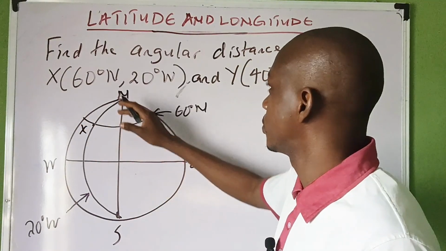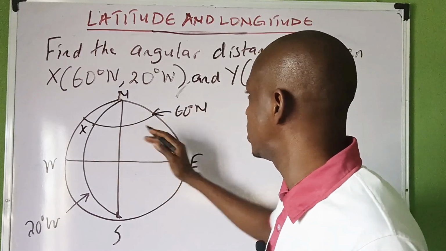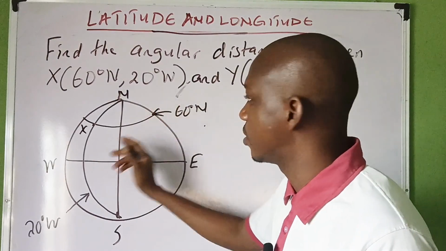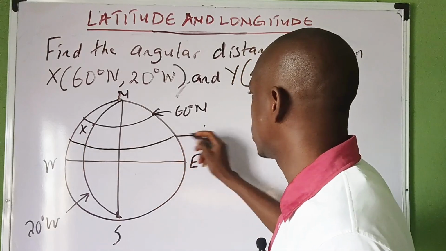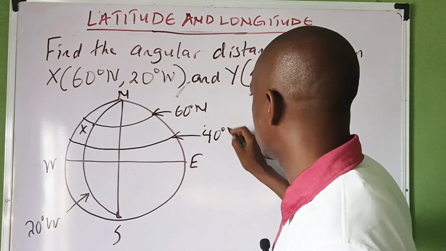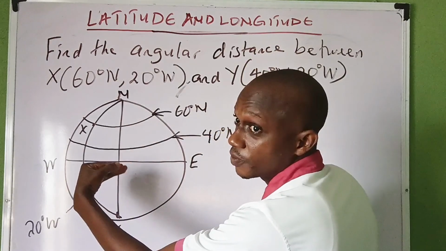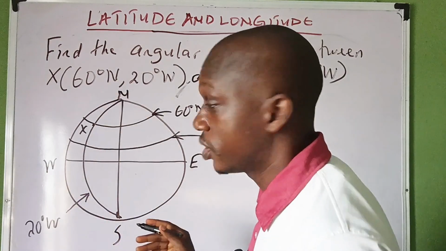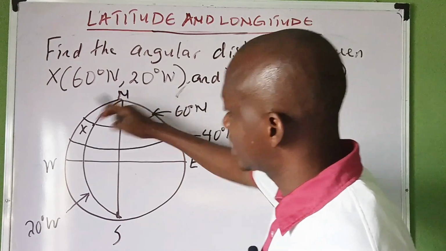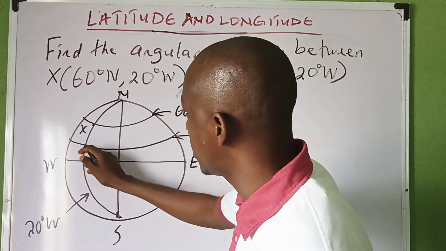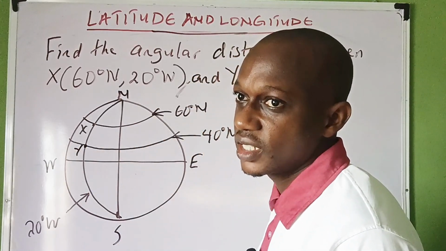Now, as we go on, we are going to this y. So 40 degrees north is still north, but 40 degrees is not as big as 60. So we're having it somewhere here. 40 degrees north. You will see that it's beneath 60 degrees. That is very close to the equator, and 60 degrees will be further from the equator. 40 degrees north and 20 degrees west, still the same 20 degrees. So it means here will be our y. Are you getting it, please?